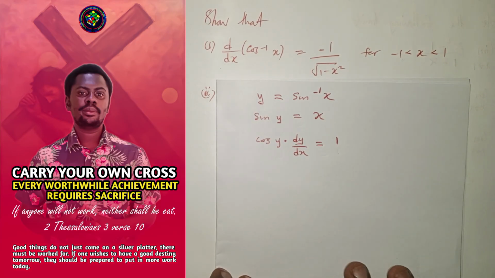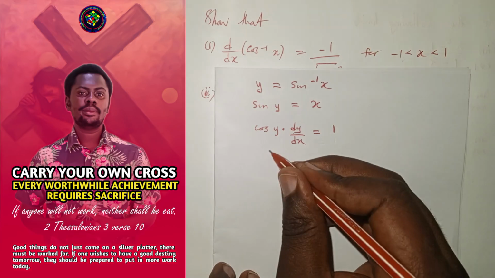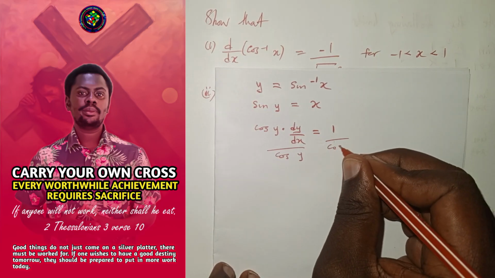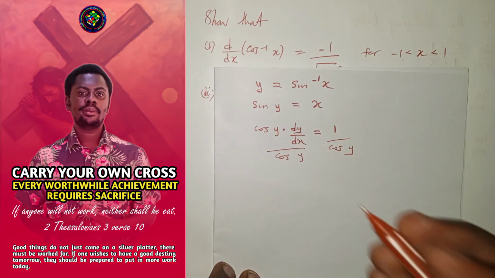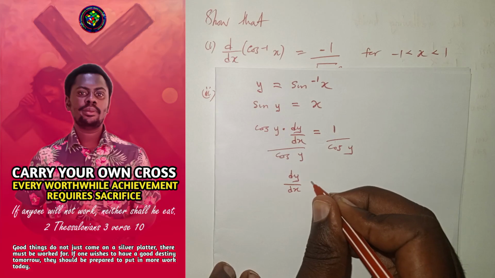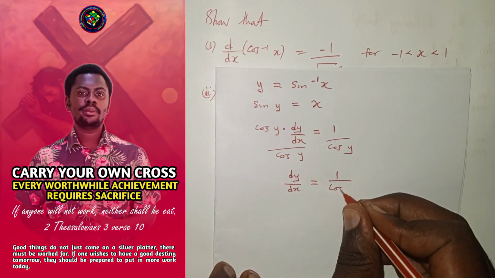Again, to remain with dy dx, we are going to divide both sides of the equation by cos y. So over cos y, and this side cos y. So cos y and cos y will cancel out, so we remain with dy dx is equal to 1 over cos y.